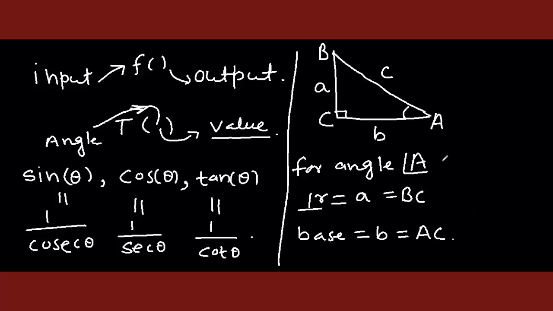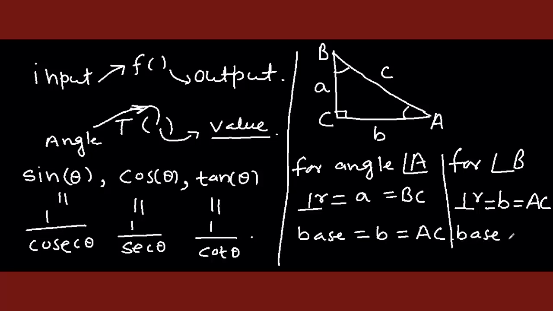Now again we can do this same thing for angle B. For angle B, the perpendicular is the side opposite to the angle. So for B, AC is the side which is perpendicular. This is equal to B, and the base for angle B is BC. So this is BC and this is equal to A.